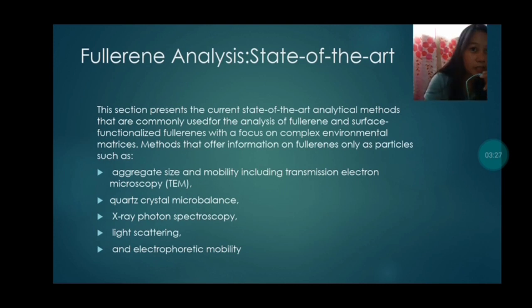So for the main topic, fluorine analysis state of the art. This section presents the current state of the art analytical methods that are commonly used for analysis of fluorine and surface functionalized fluorines, with a focus on complex environmental matrices. Methods that offer information on fluorine only as particles, such as aggregate size and mobility, including transmission electron microscopy, quartz crystal microbalance, X-ray photon spectroscopy, light scattering, and electrophoretic mobility, are reviewed elsewhere and not discussed further.